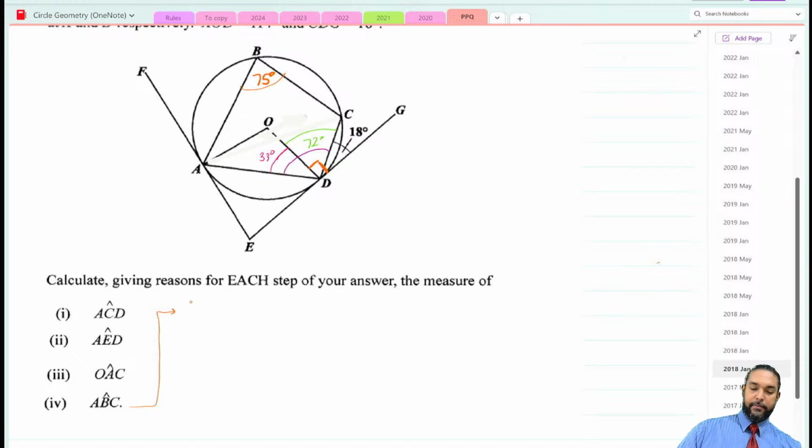So ABC is equal to 180 minus (33 plus 72). That's 105, and that is 75 degrees. So 180 minus, that is because opposite angles of a cyclic quadrilateral are supplementary.